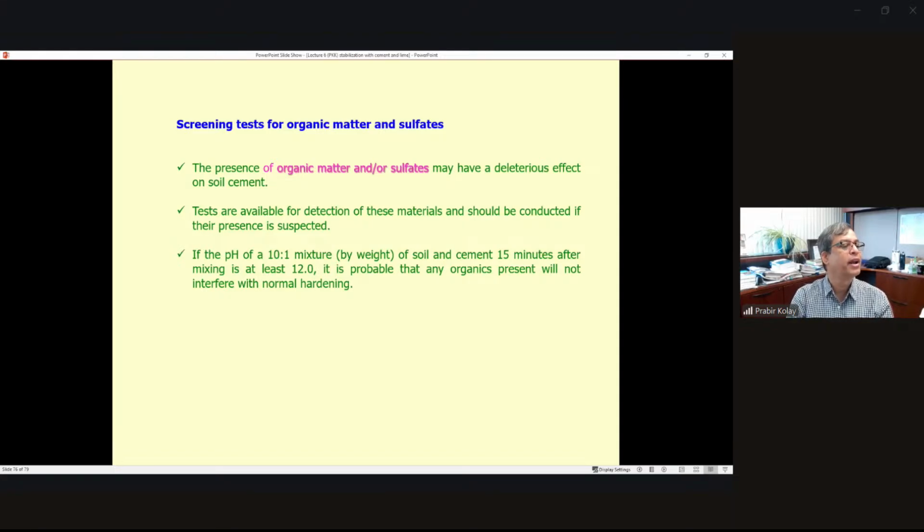For screening test of organic matter and sulfate. If there is organic matter in the soil, we need to generally get rid of that organic matter and also sulfate. Tests to detect these materials should be conducted if there is a suspected presence. So we need to do that. And also we need to do the test for pH, 10:1 for the soil and cement, 15 minutes after mixing, and see whether it's 12 or more. Like the Eades and Grim method you mentioned for the lime, the same thing you can use here.